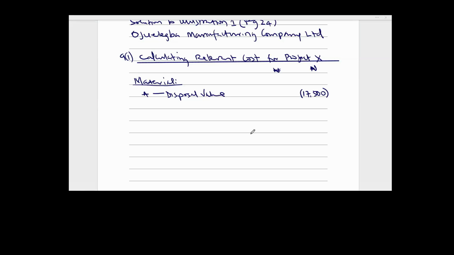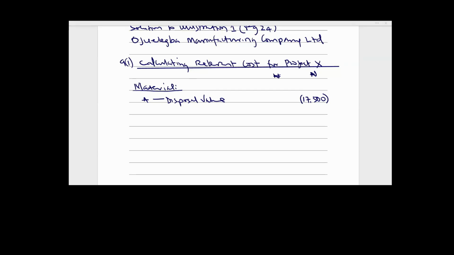Material B would have to be ordered at the cost shown above, which means that material B is not available, so they have to order for it. That means a future cost. The cost of material B of 80,000 naira is a future cost because the question says that material B would have to be ordered. So it's not available, so they have to order for it. It's a future cost. That means that 80,000 naira is relevant. So let's go and take it. So I will say material B.